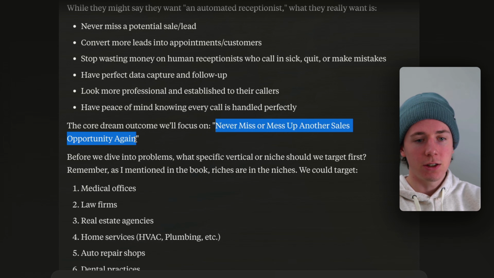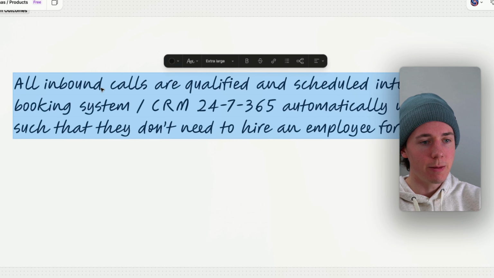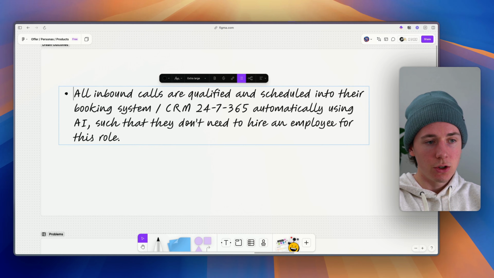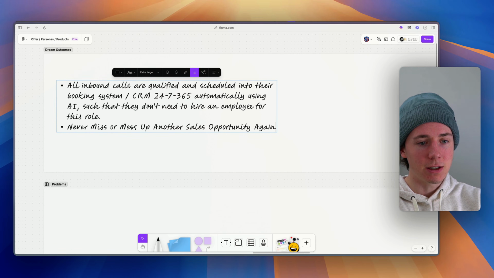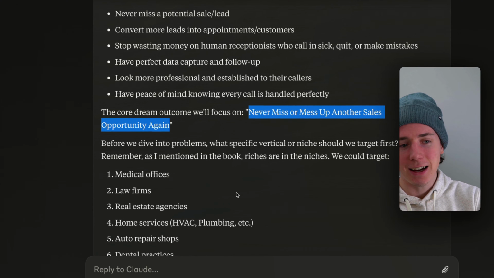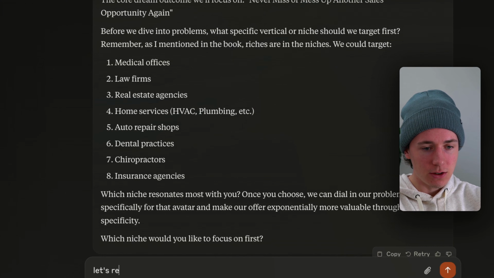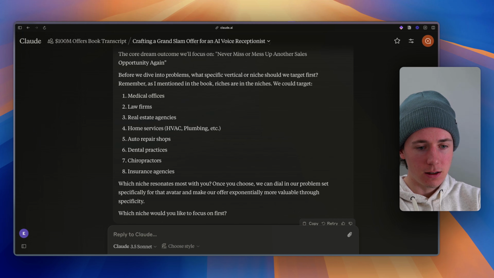So this is a solid one. Usually I'll add a couple different dream outcomes here just to refine this, like being able to never miss or mess up another sales opportunity again. I actually don't like that one. Let's refine it.